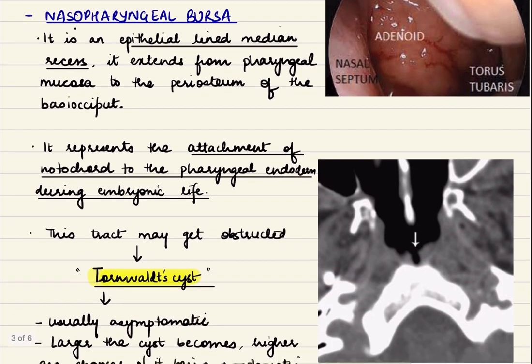Another structure is the nasopharyngeal bursa or the bursa of Luschka. It is an epithelial-lined median recess which extends from the mucosa of pharynx to the periosteum of base occiput, and it represents the attachment of notochord to the pharyngeal endoderm during embryonic life.